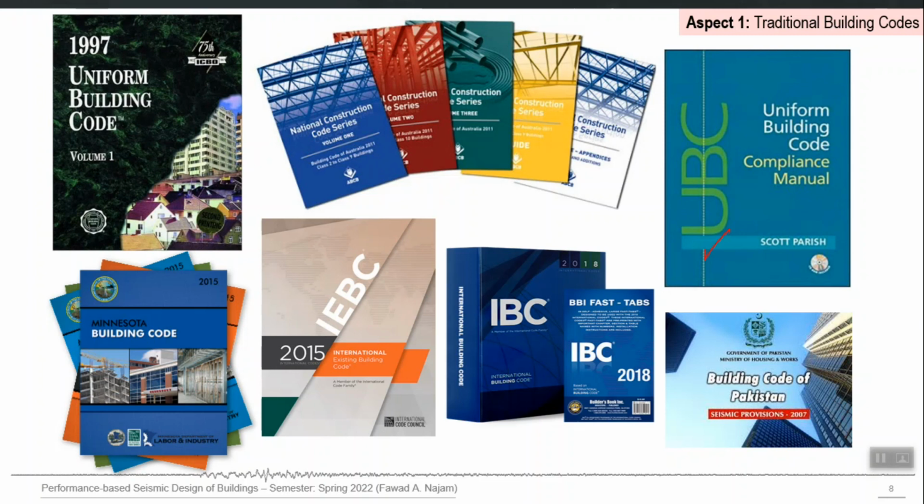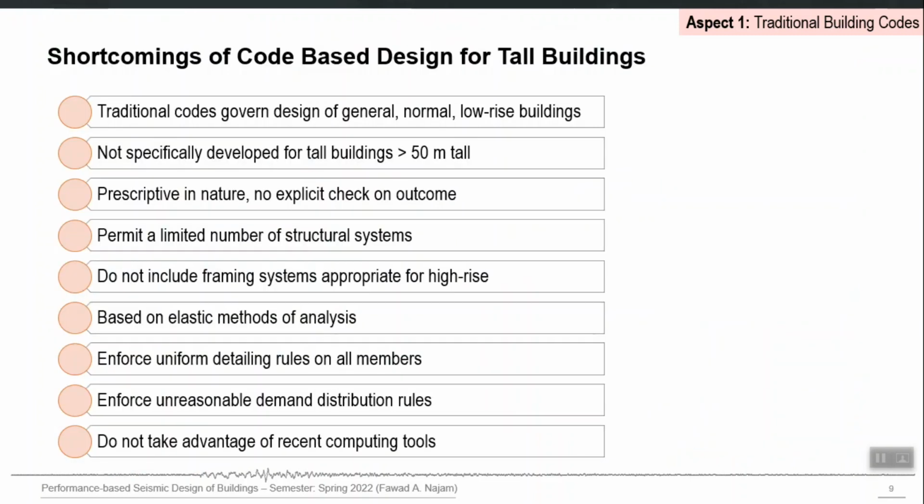Right? So different organizations and different countries have different codes, which are the result of their research and detailed experimentation, sometimes a combination of research and all those other efforts. So those traditional building codes lack in certain areas.